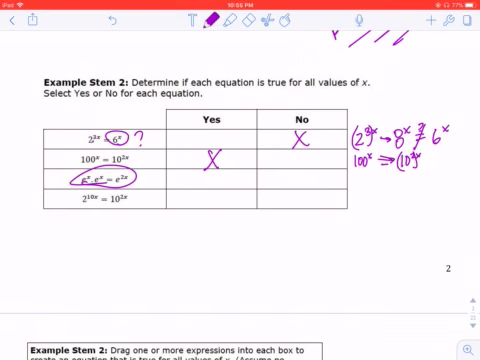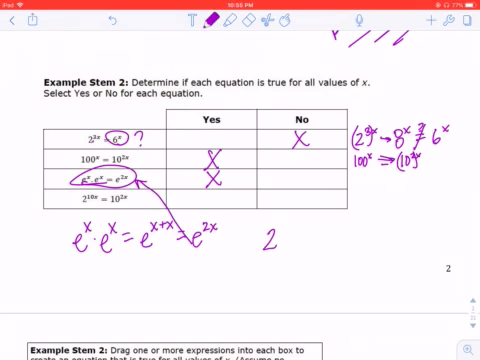For the third one, I know that e to the power of x times e to the power of x, I see that they have the same base, and I know that I add exponents when I'm multiplying. x plus x would mean that this is e to the power of 2x, which is what they told me it was. I'm going to check yes.